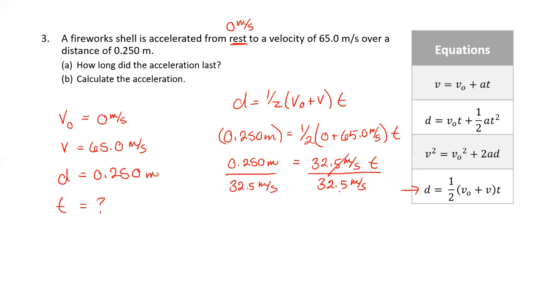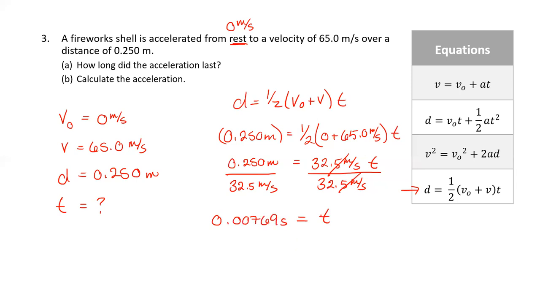Now, if you do a unit analysis, you'll be able to prove that meters divided by meters per second gives you time in seconds, but I'm not going to require that for you. So we get a time of 0.00769 seconds.